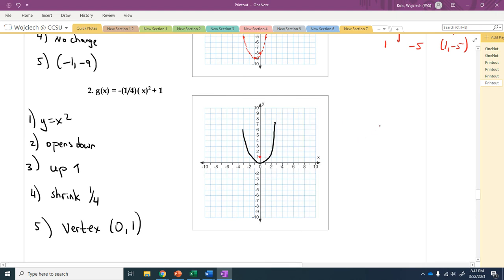And now let's make a table of values. So x and y. The vertex is 0, 1, so I'm going to put it in the middle. I want some points to the left and also some points to the right. Now, what points should we pick in this case? Should we pick even numbers or odd numbers? In this case, it's actually easier to work with even numbers.